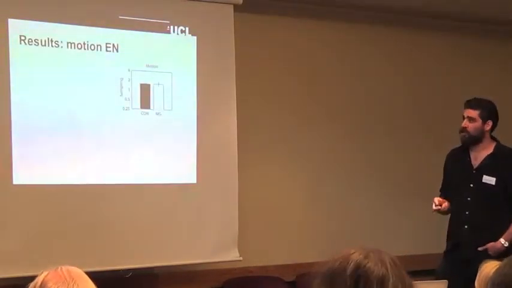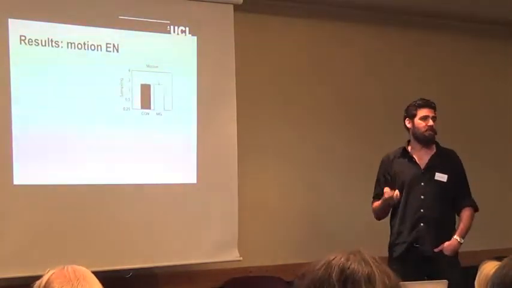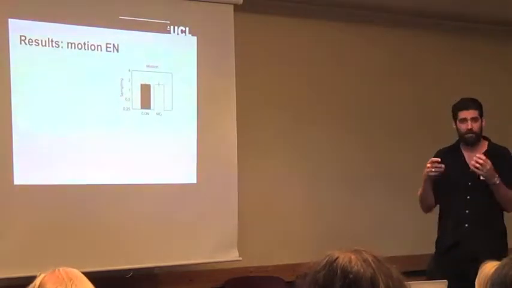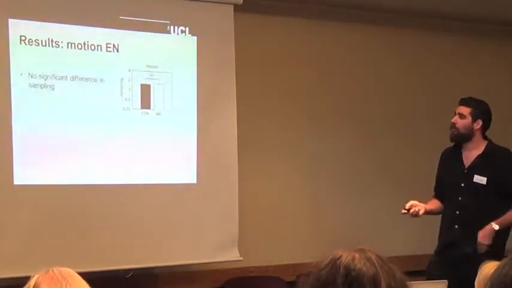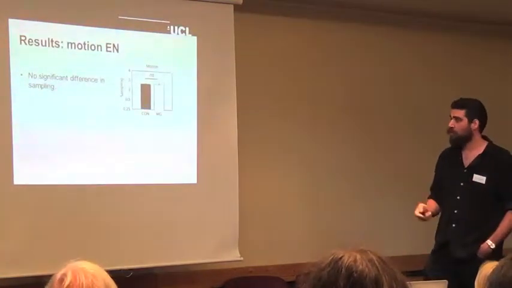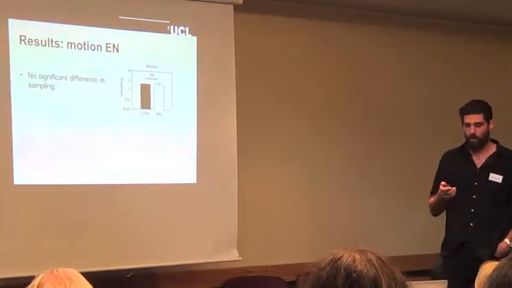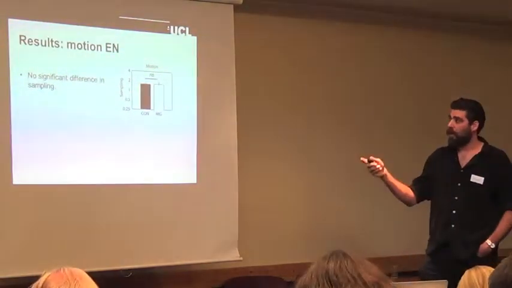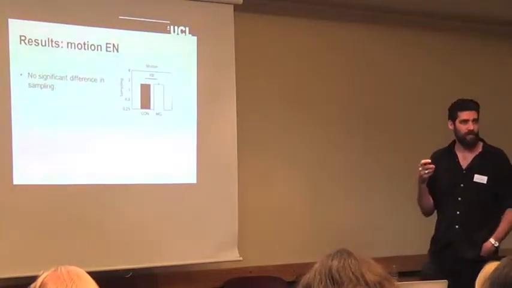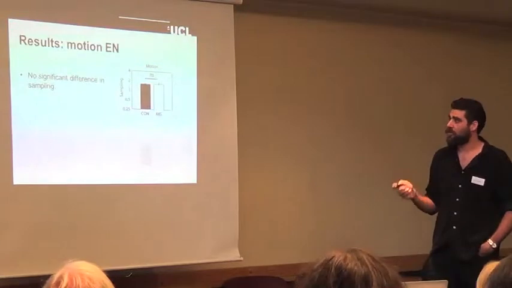Okay, so the motion equivalent noise data. First of all, these are the estimates of sampling, so how well the migrainers are able to pool the information. And what we find is there's absolutely no difference at all between the migrainers and the controls. This is interesting because traditionally elevated coherence thresholds have been thought to be driven by this parameter, by the ability to pool information, by the ability to average the information available in the stimulus.